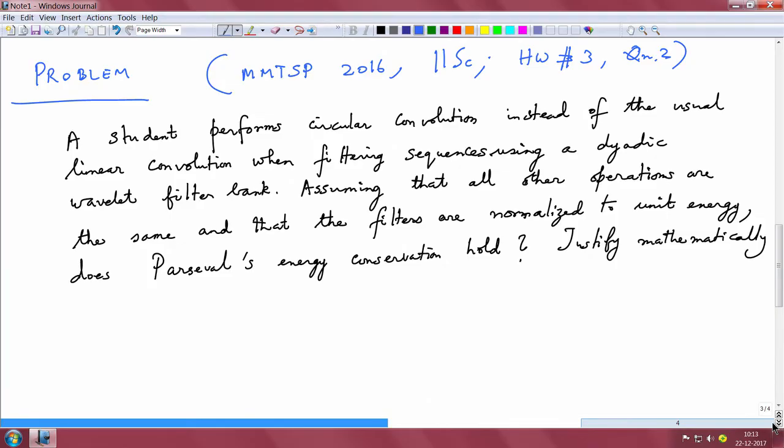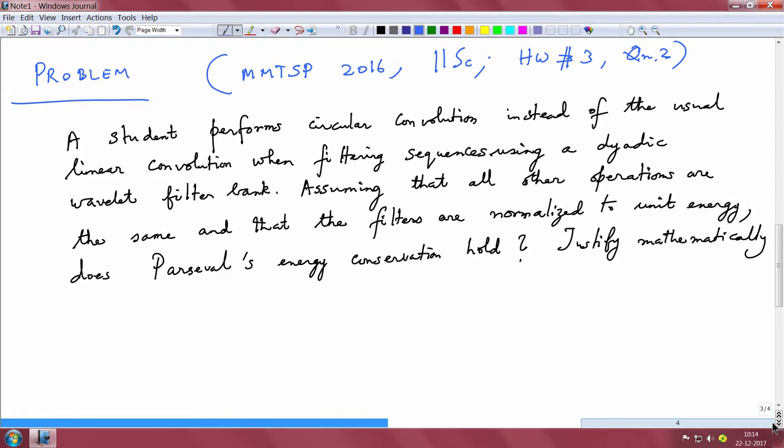So, let us have some interactive problem solving sessions by students who have taken this course. You will see some illustrations and examples of problem solving, which is useful to understand and digest the concepts learnt during the lectures. This problem was posted as part of homework 3 in mathematical methods and techniques for signal processing in 2016. It is a practical problem which requires theoretical justification.